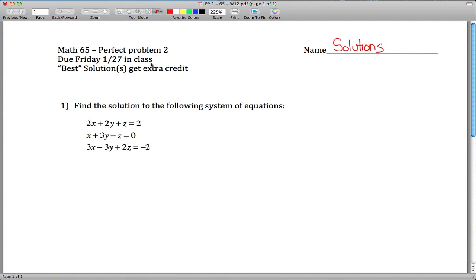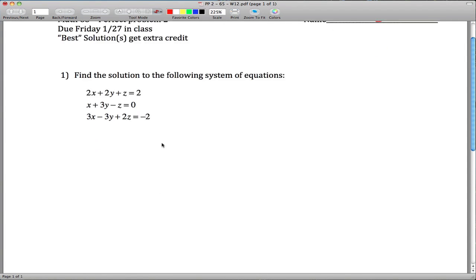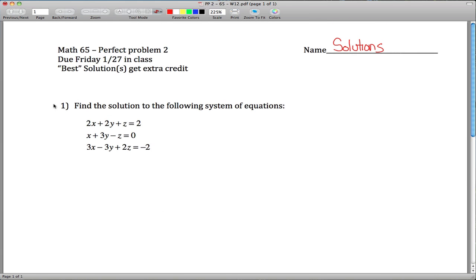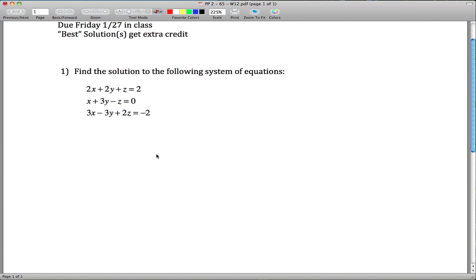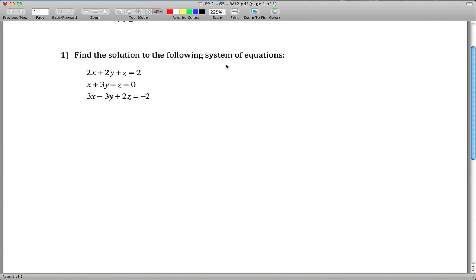Let's see, what do we got? Perfect problem 2 for Math 65. Question 1. Hopefully there's just one question. So the only question, I don't know why it's numbered 1, is to solve this system of linear equations, which is a little tricky because there's 3 of them.